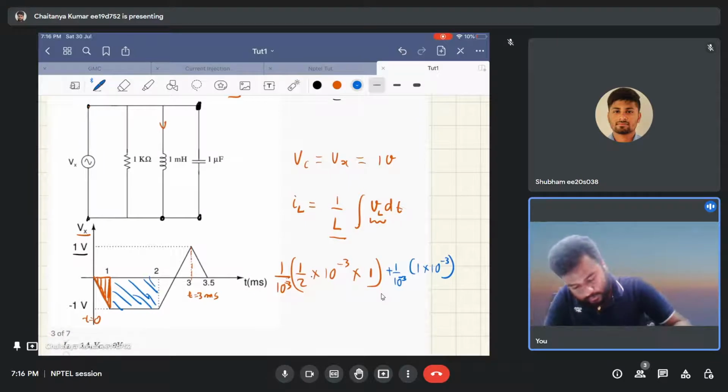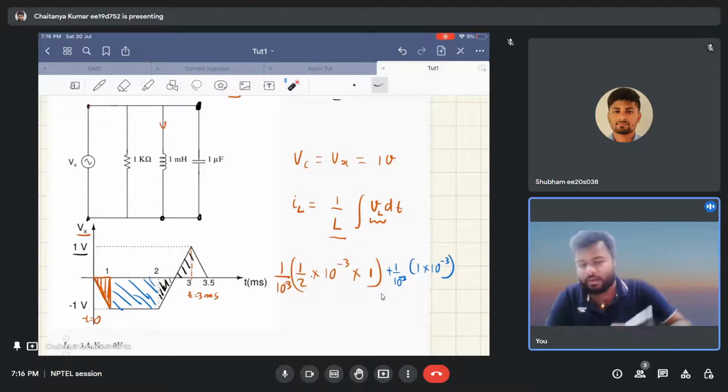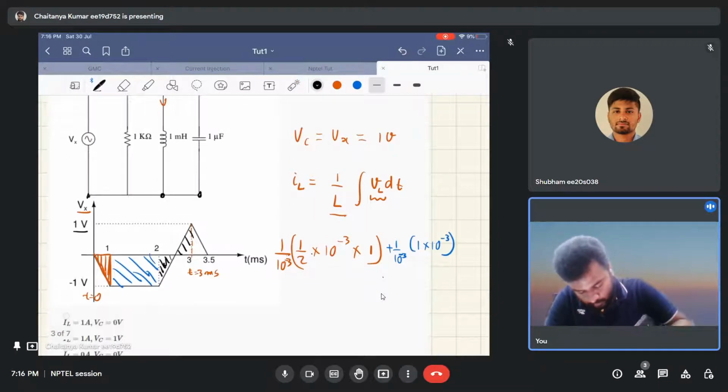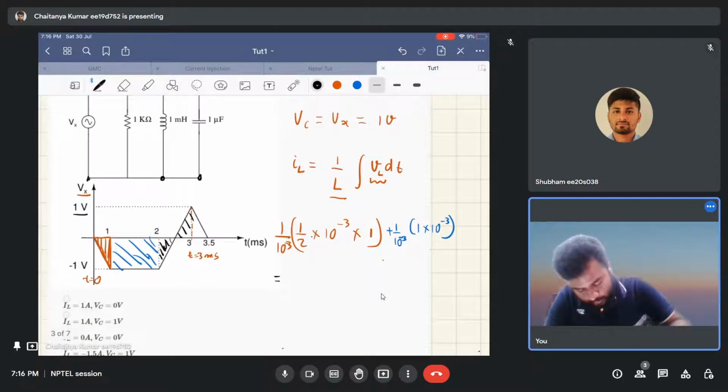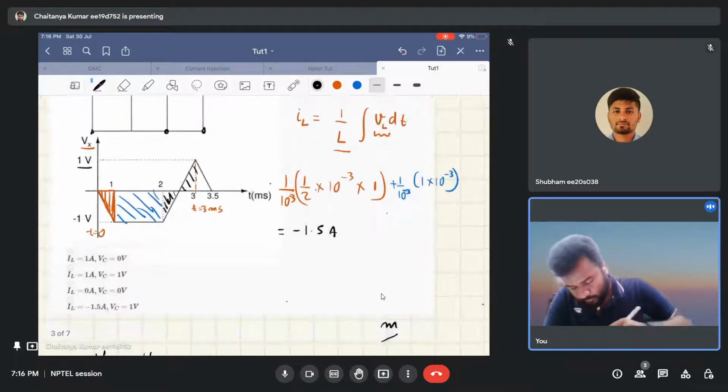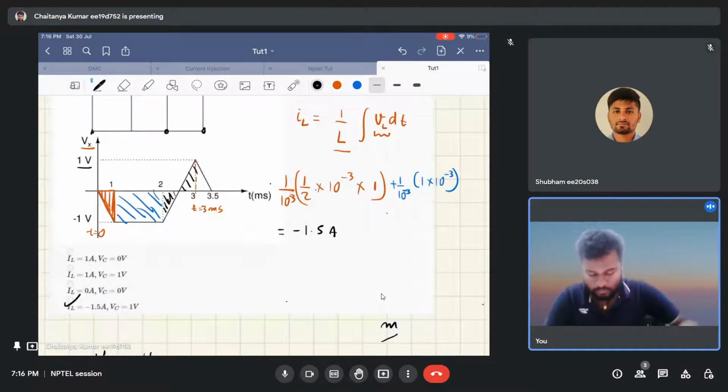And as you can see, since these two areas are equal and opposite in fashion, they will cancel each other, and hence you don't need to find their area. So overall, the current flowing in the inductor will be minus 1.5 ampere. So D is the correct option.